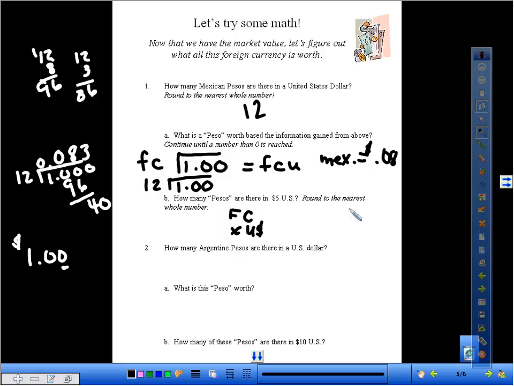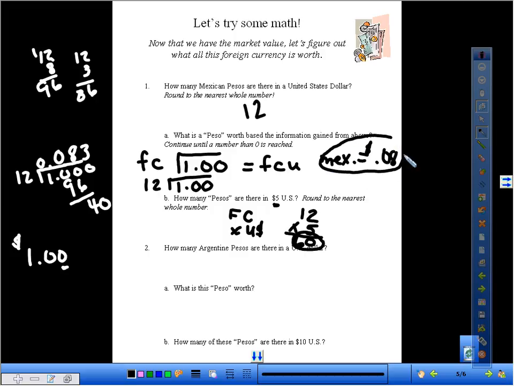Now remember, we've rounded that number. We've rounded how many pesos into a whole number. And I know from looking up number 1 up top here that there are 12 pesos to the United States dollar. And if I want to find how many are in 5, I'm going to substitute that for 5. I'm going to multiply, and I'm going to find out that that would be how many? 60. So my answer is 60 pesos to the United States dollar.